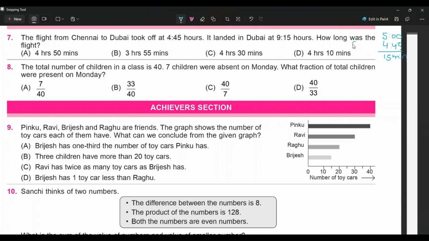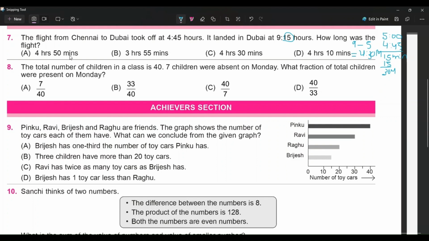So 9 minus 5 is equal to 4, and to this 4 we are supposed to add this 15 minutes plus 15 minutes. This becomes 30 minutes. So 4 hours 30 minutes is our answer, children.